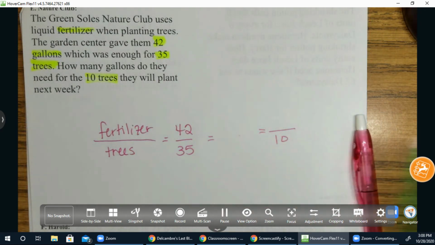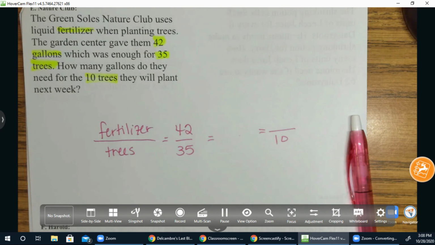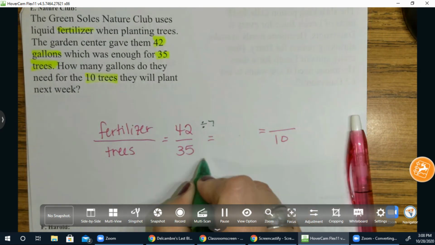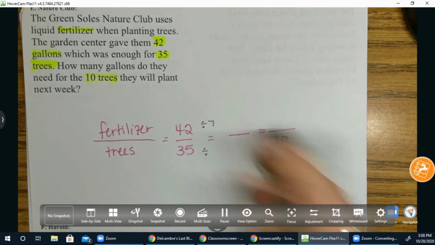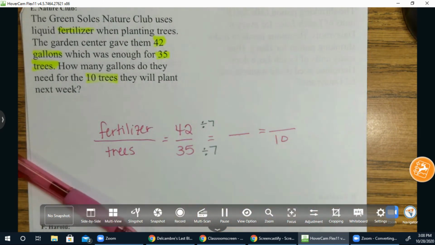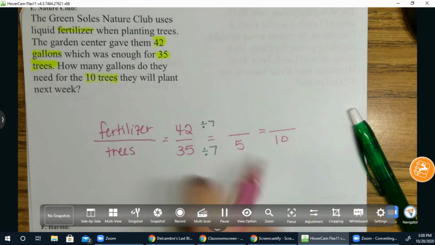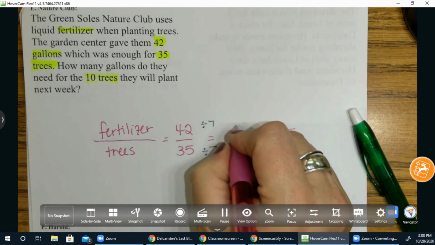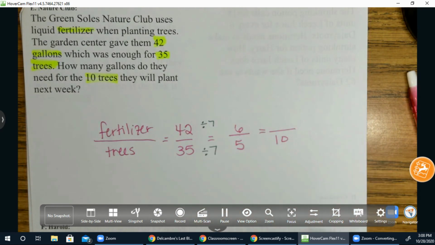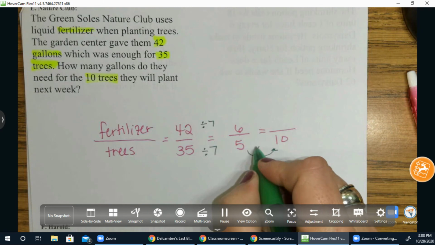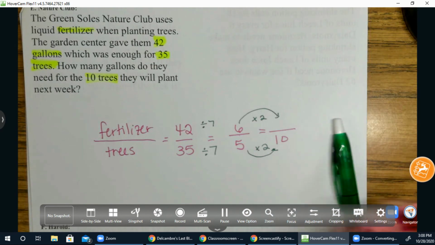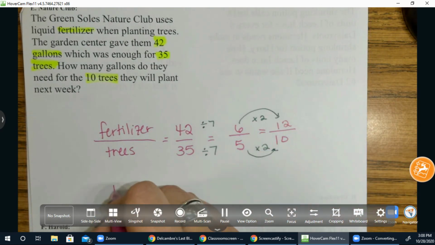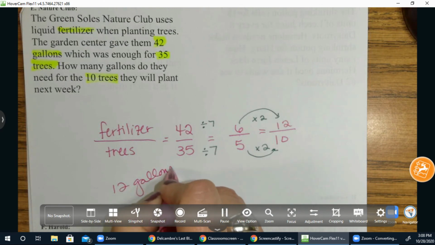So let's see. Well, 35, I know I can divide by 5, but I can't divide 42 by 5. But I can 7, so I can divide them both by 7. And I get, if I put 7 there, 5 trees and 6 gallons of fertilizer. So then going from 5 to 10 is a lot easier because I just multiply by 2. And I multiply by 2 here. And 6 times 2 gives me 12. So I would need 12 gallons of fertilizer.